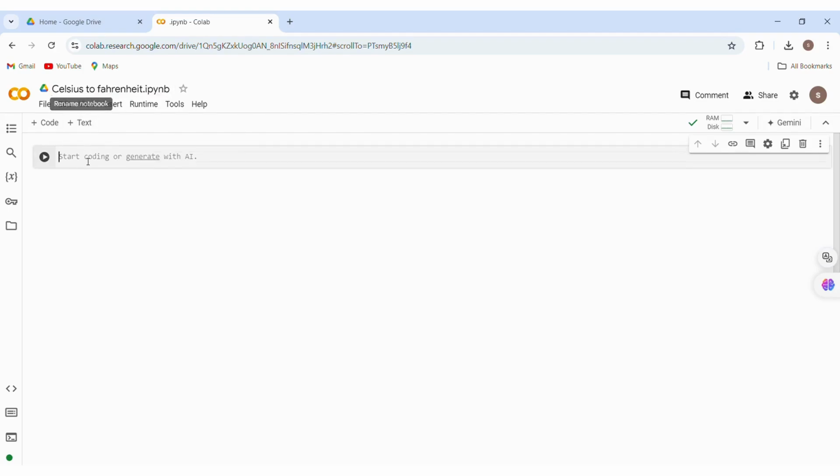Okay, initially you need to take a variable Celsius to provide the input, float of input of, "Enter the temperature in Celsius."